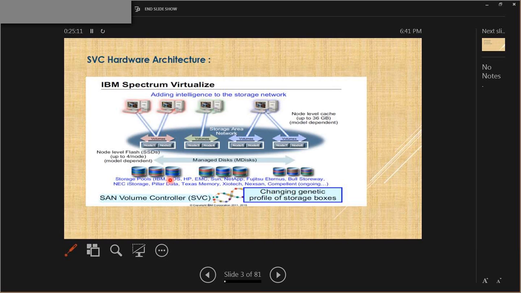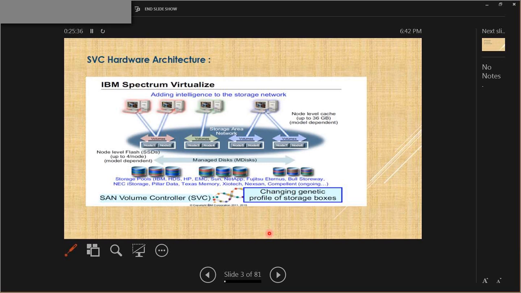Technically, you mean whatever storage boxes are connected to SVC, one GUI is enough to take care of all? Yeah, that is one of the features. We'll come to that in later slides. We can have a minimum of one I/O group, but we can extend it up to 4 I/O groups as per the requirement. 4 I/O groups means a total of 8 nodes.